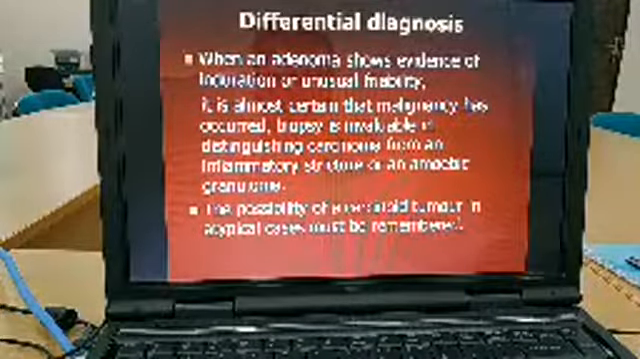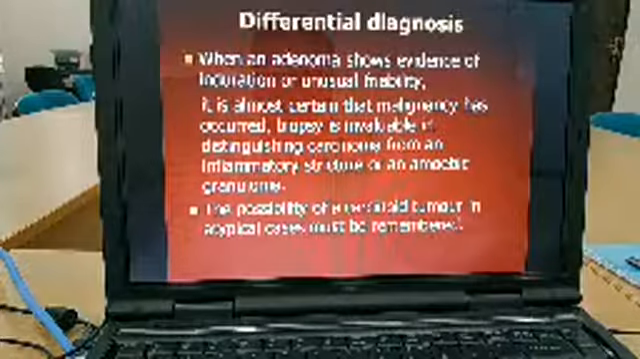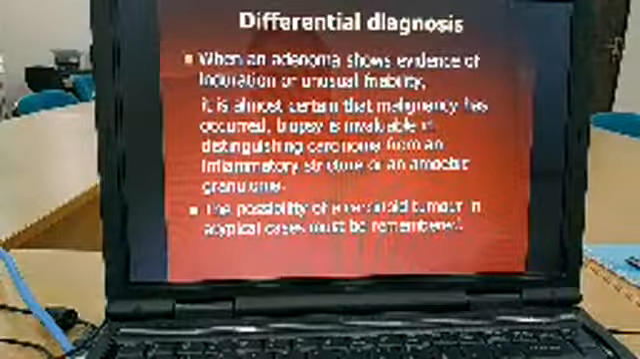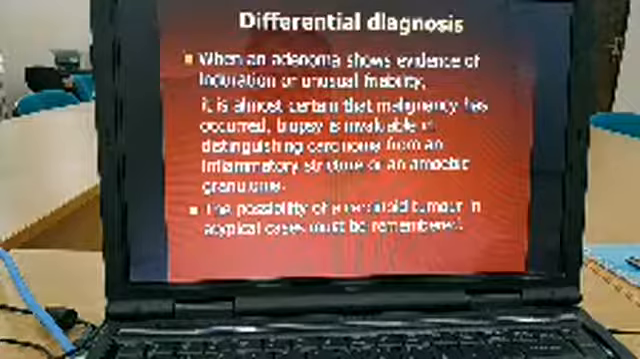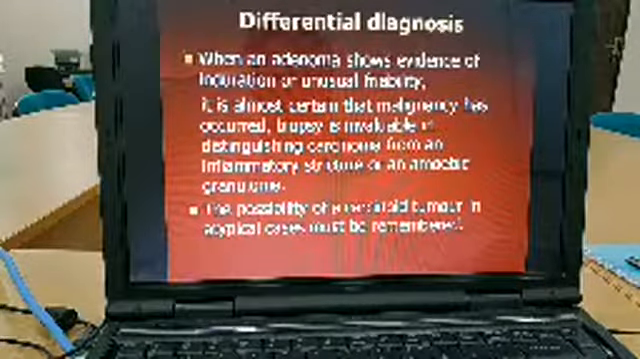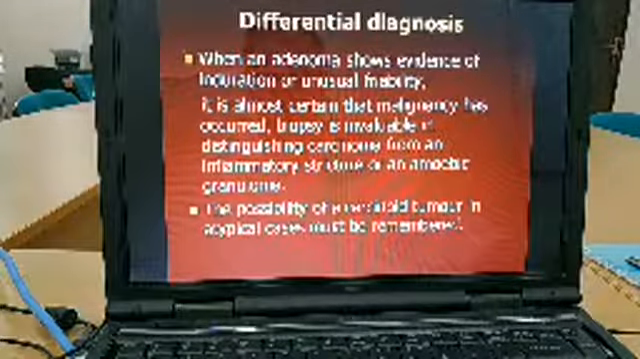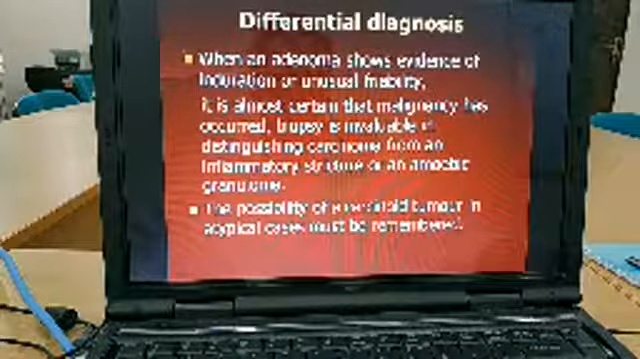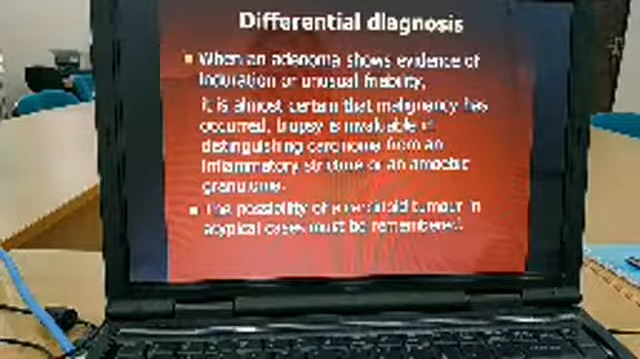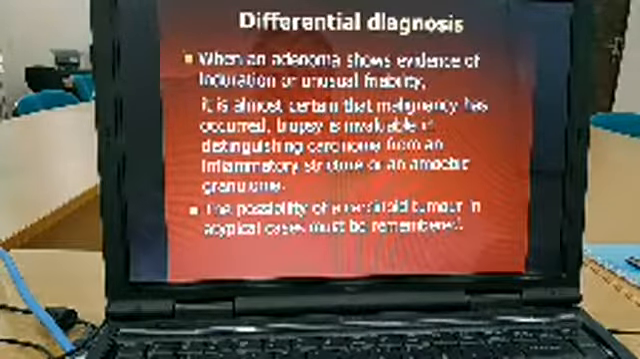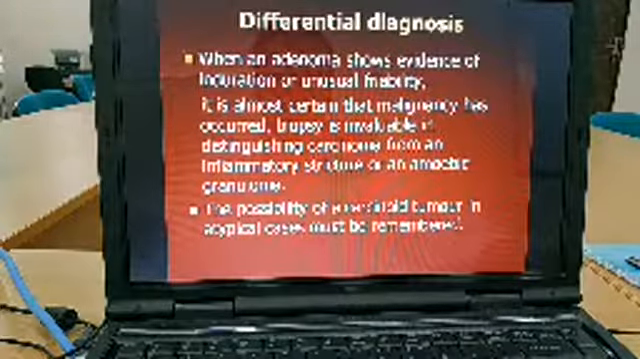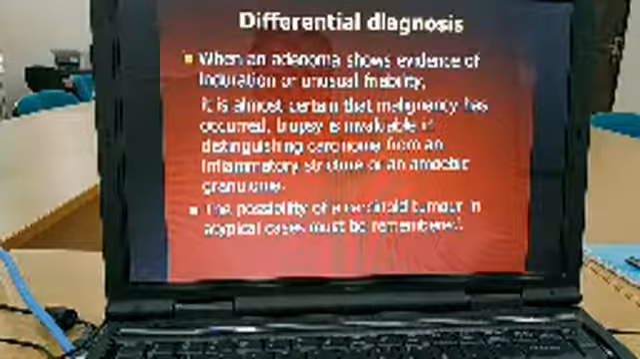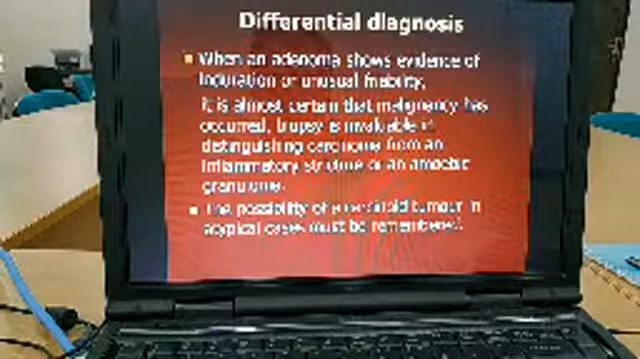Adenoma, that is a benign lesion. There may be a stricture, post-inflammatory or due to amoebic granuloma, and the possibility of a carcinoid tumor in atypical cases must be considered. So carcinoid tumor is another differential diagnosis. So the differential diagnoses are adenoma, post-inflammatory stricture or amoebic granuloma, and carcinoid tumor.